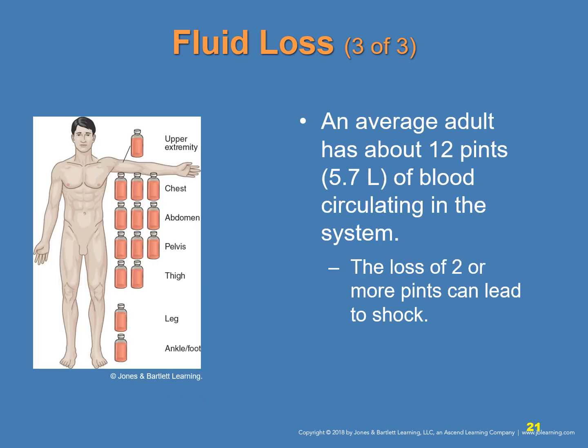Whether the bleeding is external or internal, if it remains unchecked, the result will be shock, eventual pump failure, and death. An average adult has 12 pints, or 5.7 liters of blood circulating in the system. The loss of 2 or more pints of blood can produce shock.